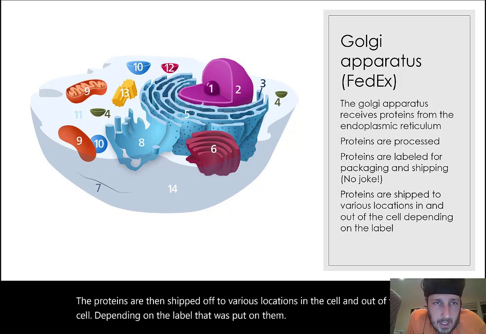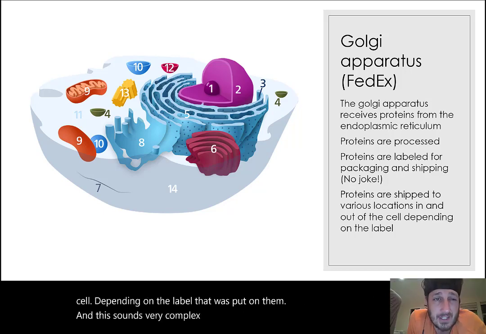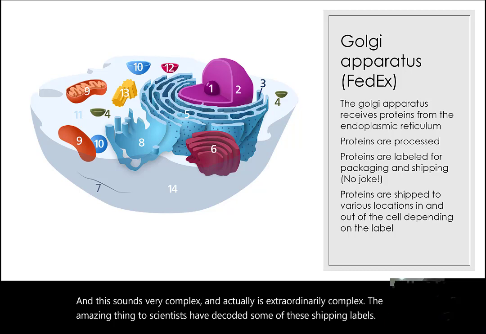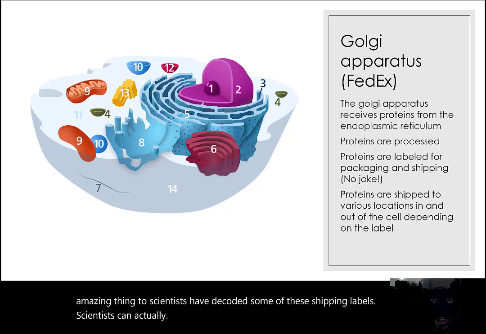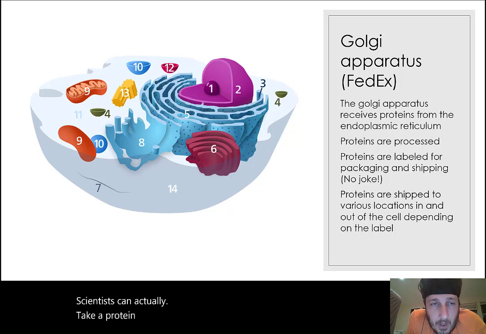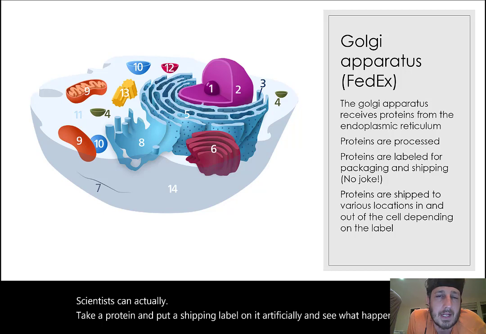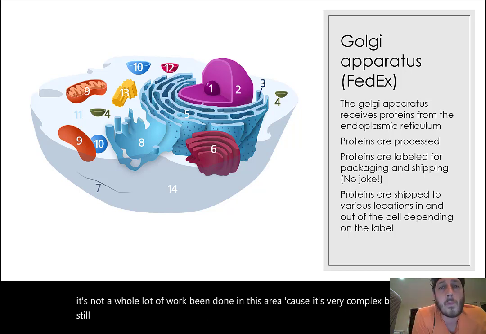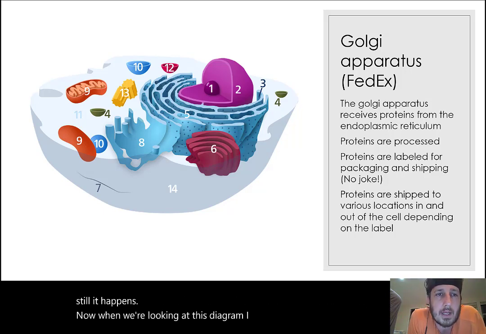And this sounds very complex, and it actually is extraordinarily complex. The amazing thing is that scientists have decoded some of these shipping labels. So scientists can actually take a protein and put a shipping label on it artificially and see what happens to the cell. Not a whole lot of work has been done in this area because it's very complex, but still, it happens.